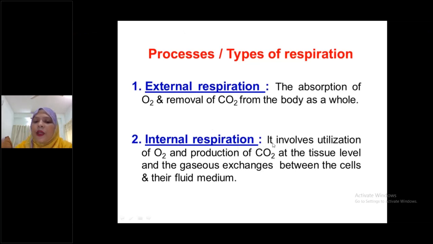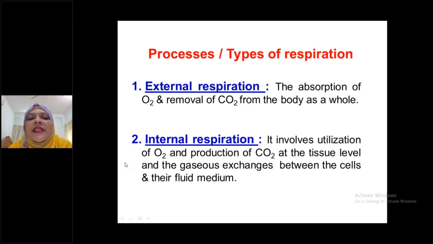But what about internal respiration? It involves utilization of oxygen and production of carbon dioxide at the tissue level. That is, when oxygen is transported inside to the tissue level, the tissue utilizes oxygen, and ultimately there is production of the metabolic waste product carbon dioxide, and gases exchange between the cell and the fluid medium. This is called internal respiration. It occurs within the internal side of the body, but external respiration occurs at the lung level. Please remember this point here.